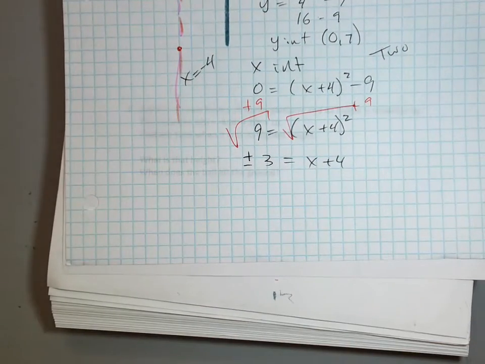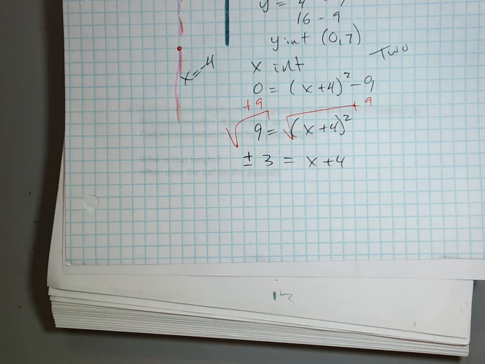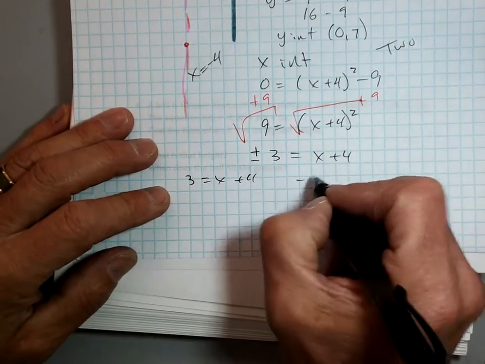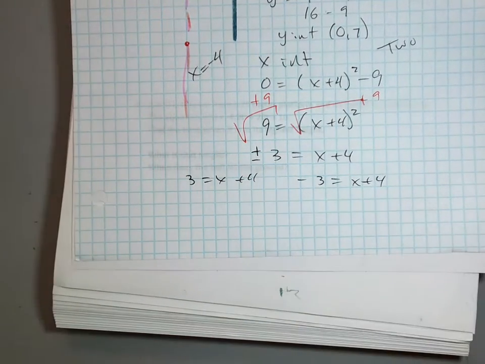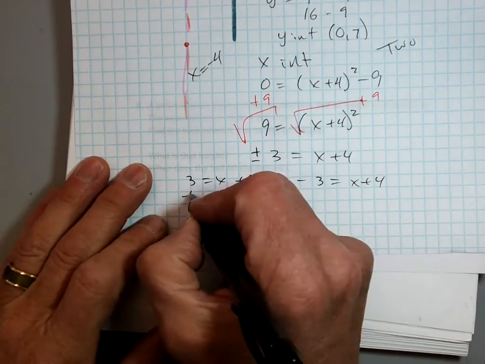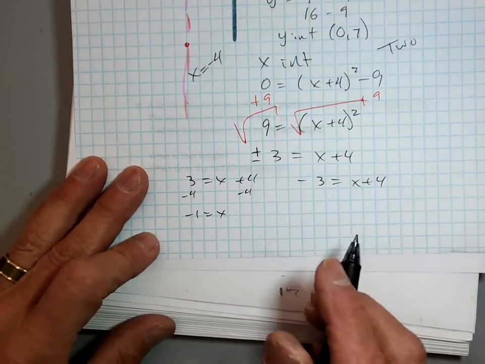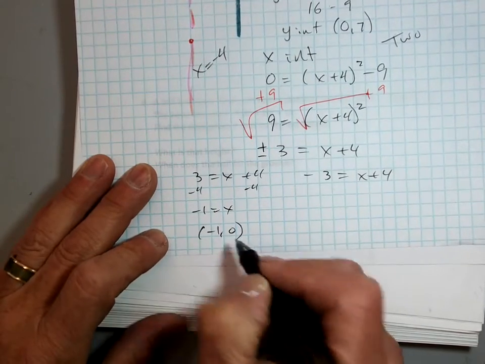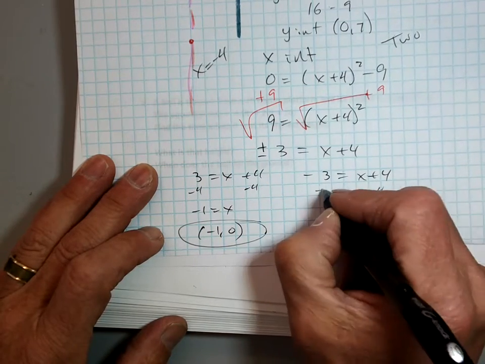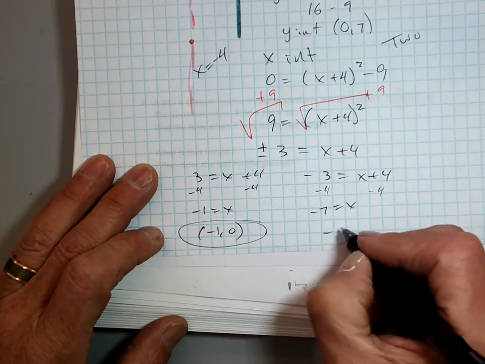Why plus or minus 3? 3 times 3 is 9, and negative 3 times negative 3 is 9. And we need 2 answers, don't we, right? Okay. Now, how am I going to get 2 answers from this? Well, there's 2 equations. There really are 2 equations. One is 3 equals x plus 4, and the other is negative 3 equals x plus 4. How am I doing? All right? Does that make sense? And then solve. I go minus 4, I get negative 1 equals x. So that's 1 x-intercept at (-1, 0). And the other is minus 4, I get negative 7 equals x, or (-7, 0).